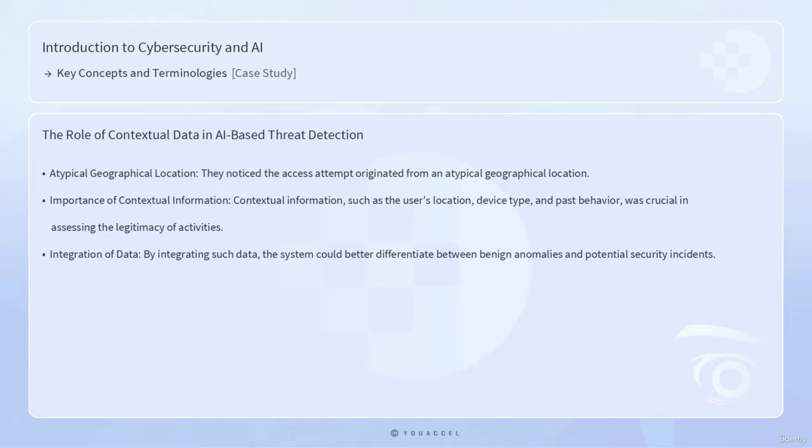This prompted another question. How significant is the role of contextual data in enhancing the accuracy of AI-based threat detection? Contextual information, such as the user's location, device type, and past behavior, was crucial in assessing the legitimacy of activities. By integrating such data, the system could better differentiate between benign anomalies and potential security incidents.